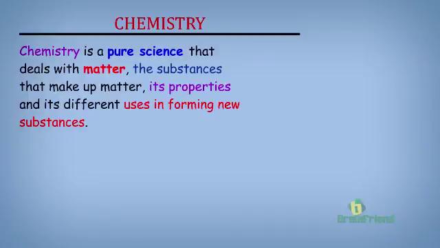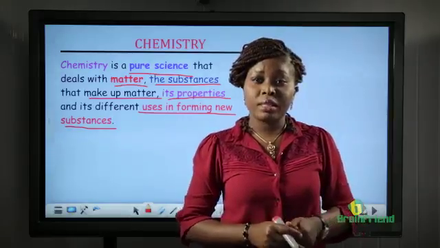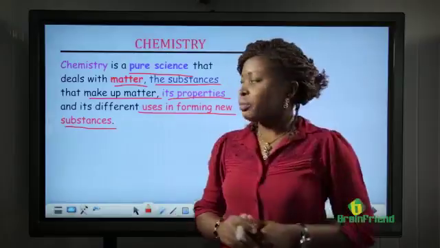What is chemistry? Chemistry is a pure science that deals with matter, the substances that make up matter, its properties, and its different uses in forming new substances. We say that chemistry is a pure science because it explains occurrences.